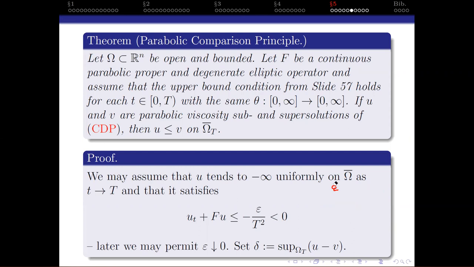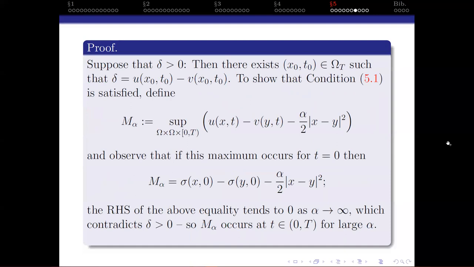Okay. Just like last time, I'm going to say that delta is going to be the supremum of the difference of u and v, this time over the cylinder omega T. And I'm going to assume that delta is greater than zero. Now, here's the problem. I need to show that condition 5.1 from the parabolic theorem of sums holds, the really ugly one that involved basically every single component of the jet entries. And in order to do that, what I have to do is backtrack and almost do something like the maximum principle, but not quite as involved.